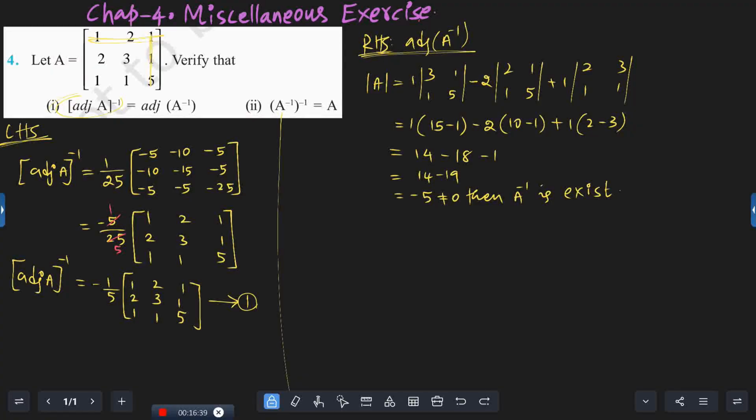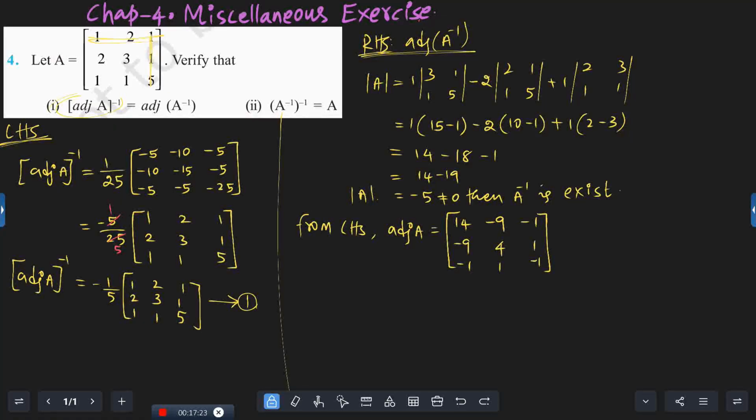Not only that, adjoint of A we already have. I will remember it from part 1. Adjoint of A only we have done first. Can you tell me what adjoint of A we have? From the left hand side, adjoint of A I can write directly. What is my adjoint of A? Row wise, column wise: 14, minus 9, minus 1; minus 9, 4, 1; minus 1, 1, minus 1. So this is my adjoint of A.